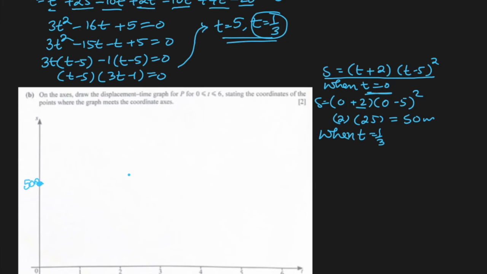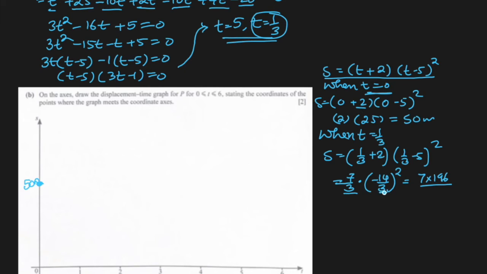If it is going down or up, we don't know, but the value will tell me whether it is going up or down. So I'm not putting the point right now, but I will find it now. s equal to 1/3 plus 2, 1/3 minus 5 squared. 3 times 2 is 6 plus 1, 7 over 3, multiplied by it will be squared. So negative 14 over 3, and that is also squared. 7 times 196 over 3 and 9, 27. Nothing is getting cancelled out.